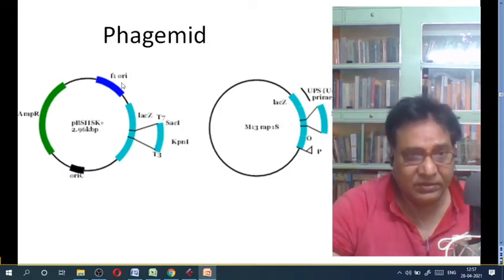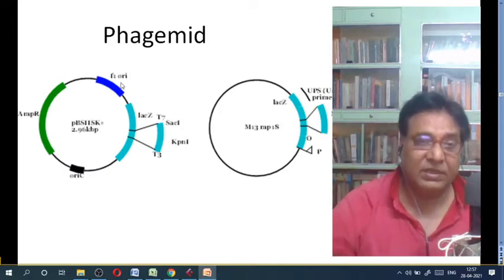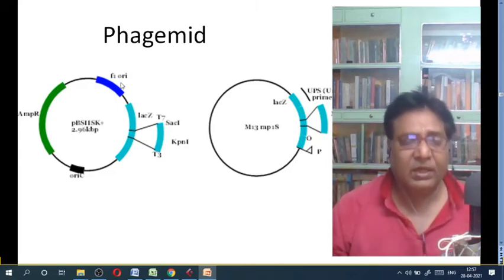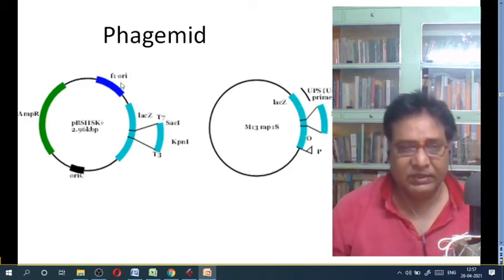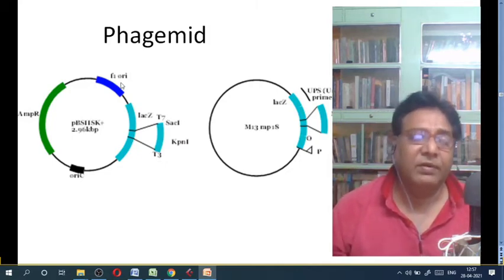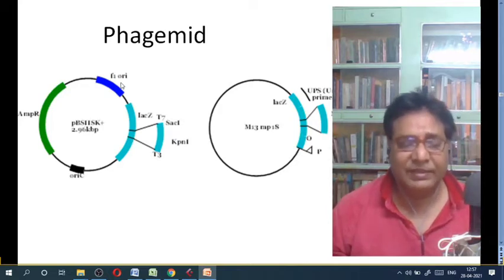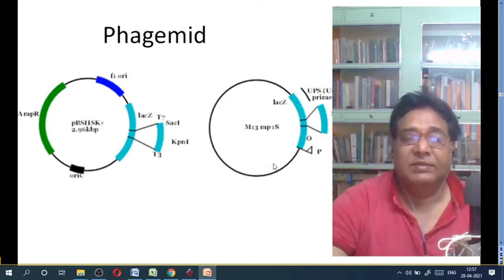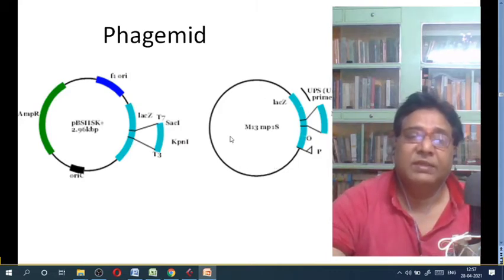When it gets the other genes required for its single-strand DNA synthesis and phage capsid formation and other processes, then it undergoes single-strand DNA synthesis, and that is required for sequencing purpose, particularly the Sanger's dideoxy chain termination sequencing method that requires single-stranded DNA molecules. This is M13 single-stranded DNA phage vector, and both these vectors contain the LacZ gene, so they can go for blue-white screening, of course. And here there is a universal primer sequence.